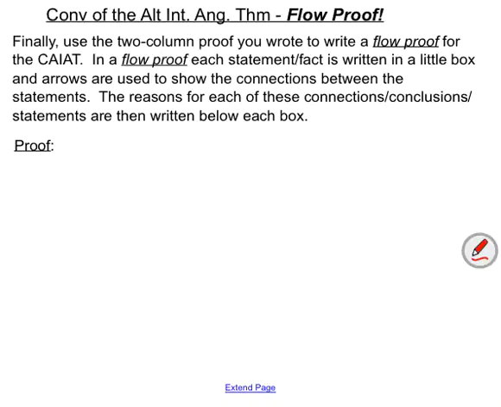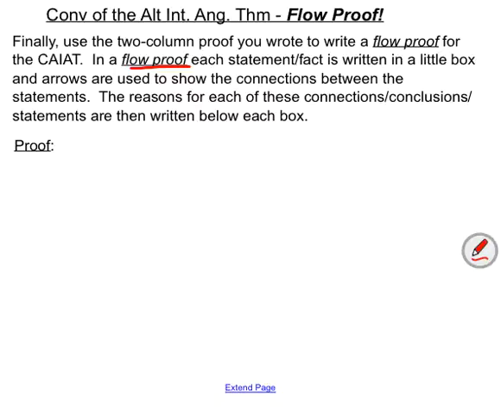A flow proof is probably one of my favorites. I prefer this one to a 2-column proof because I feel it does a better job of showing the connections between the statements, and quite literally, I think it flows a little bit better than the 2-column proof.